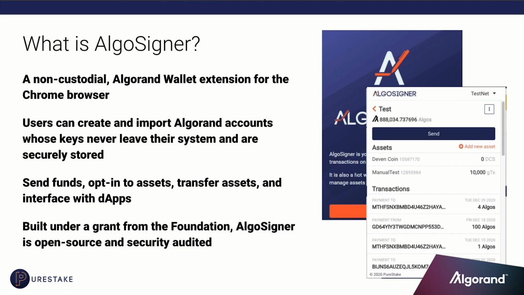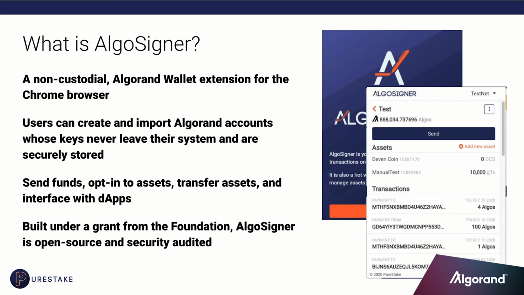AlgoSigner is a non-custodial Algorand wallet extension for the Chrome browser. And so what does that mean? Non-custodial is the important part. It means that we don't have your keys. The keys are yours. You load the keys into AlgoSigner using mnemonic. The keys never leave your system. The keys are encrypted and stored safely on your system, and they're never shared outside of your system.